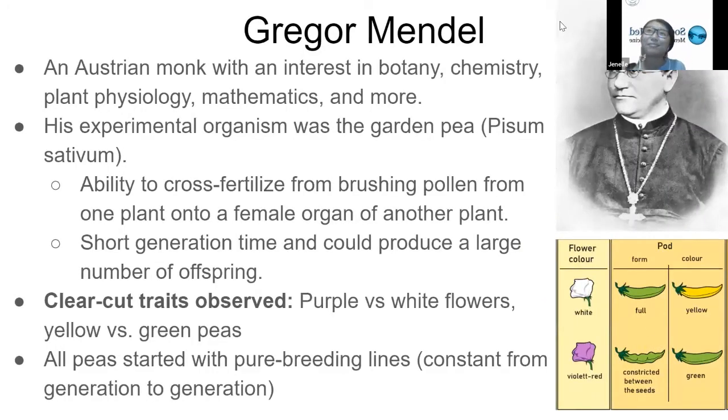And now we're going to go into Gregory Mendel, who was the person who discovered, you know, these unique proportions of traits, and really was, I guess, one of the people who contributed a lot to genetics. So Gregory Mendel was an Austrian monk who had an interest in botany, chemistry, plant physiology, mathematics, and more. So he had a very large background in all these different studies.